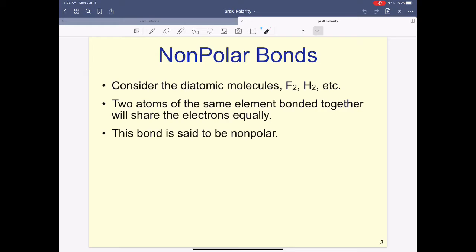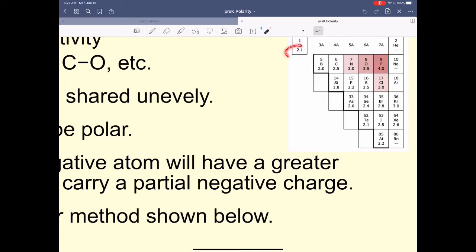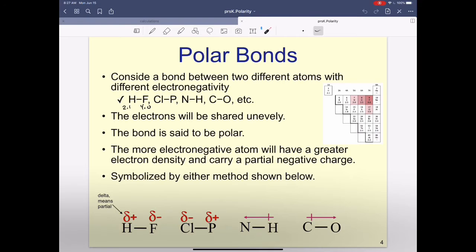And because they are the same atom, they will share their electrons equally, and that bond is said to be nonpolar. Polar bonds arise as a result of two different atoms with different electronegativities. For instance, hydrogen with a value of 2.1 and fluorine with a value of 4.0 give rise to the electrons being shared unevenly, and the bond is said to be polar. The more electronegative atom, fluorine in this case, will have a greater electron density and will be the end of the molecule that carries the negative charge.